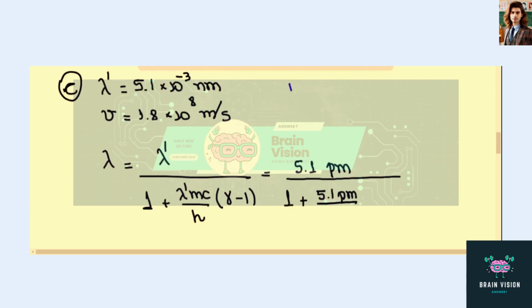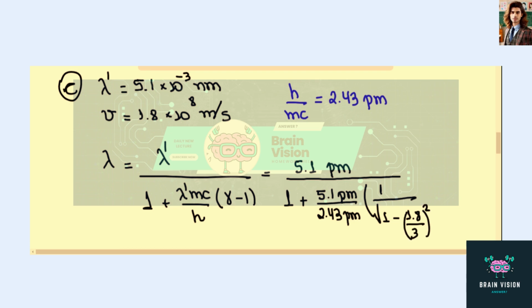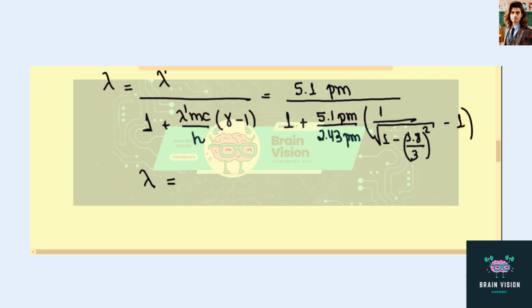It's worth remembering that h over mc is 2.43 picometers. Then we multiply it by 1 over the square root of 1 minus 1.8 times 10 to the 8th divided by 3 times 10 to the 8th, squared, minus 1. So lambda is equal to 3.34 times 10 to the minus 3 nanometers, or 3.34 picometers.